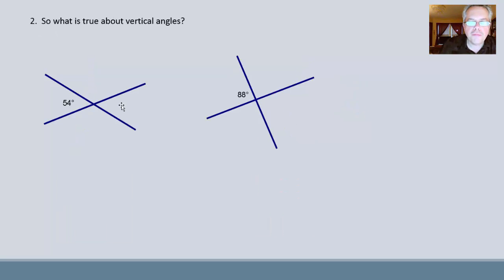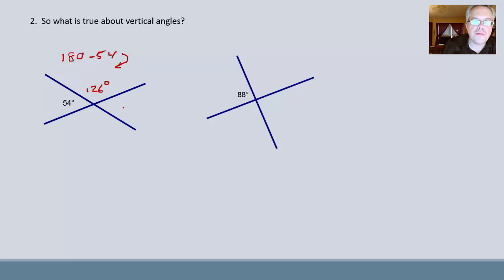If we fill out enough of these patterns here, and we did a few in class, we get to see that vertical angles are equal. So as we go around and fill in the angles here, this angle right here, because these two form a line, add to 180. So 180 minus 54 is 126. So that one would have to be 126 degrees. And the way I got that was 180 minus 54.